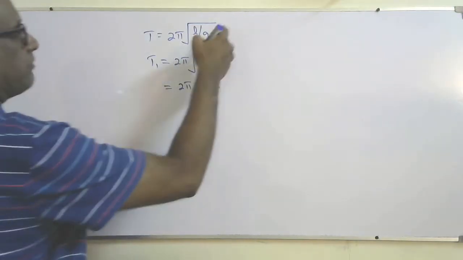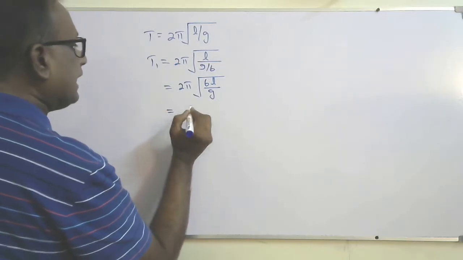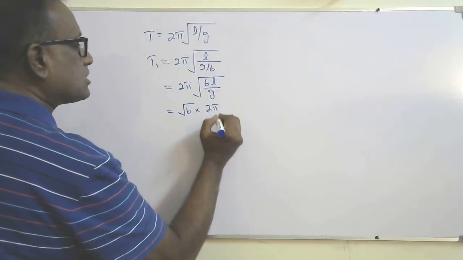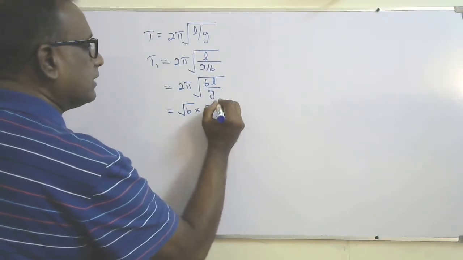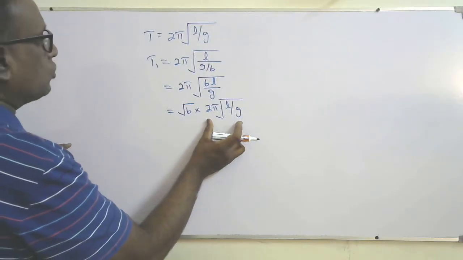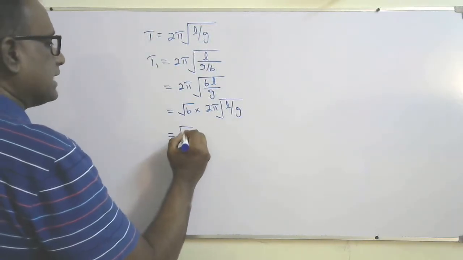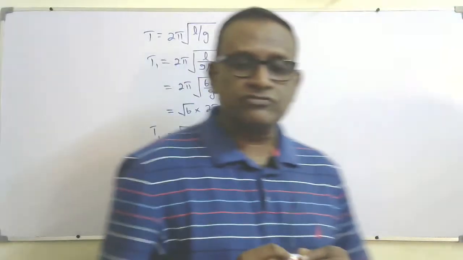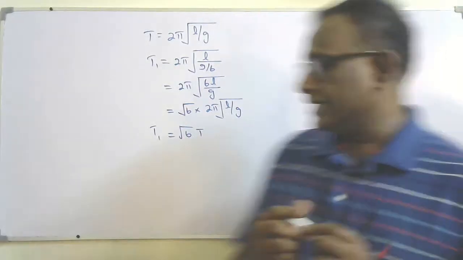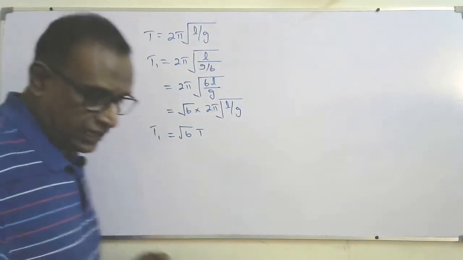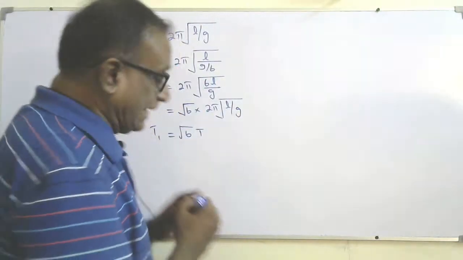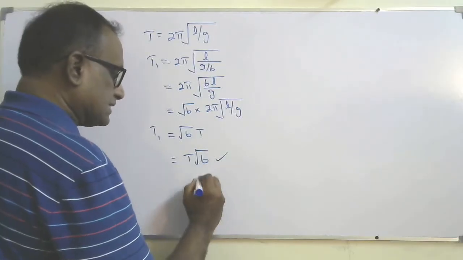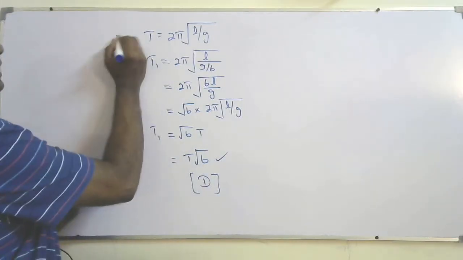Okay, so you can write this again as square root of 6 times 2 pi square root of L over g. This 2 pi square root of L over g is T. So that will be root 6 T. So T1, the period of the same pendulum on the surface of the moon, will be T into root 6, or root 6 times T. So the correct answer is D. D is given as T into square root of 6. That is the correct answer. Answer D for question number 3.